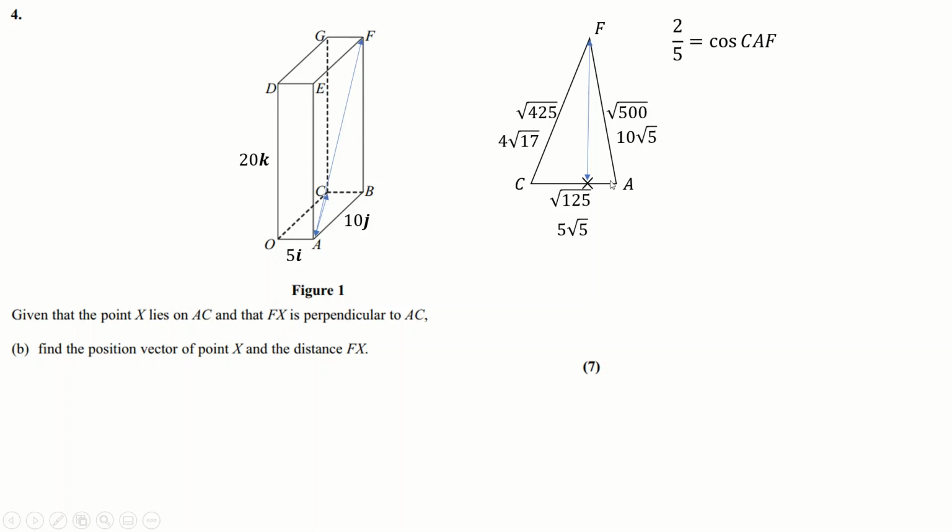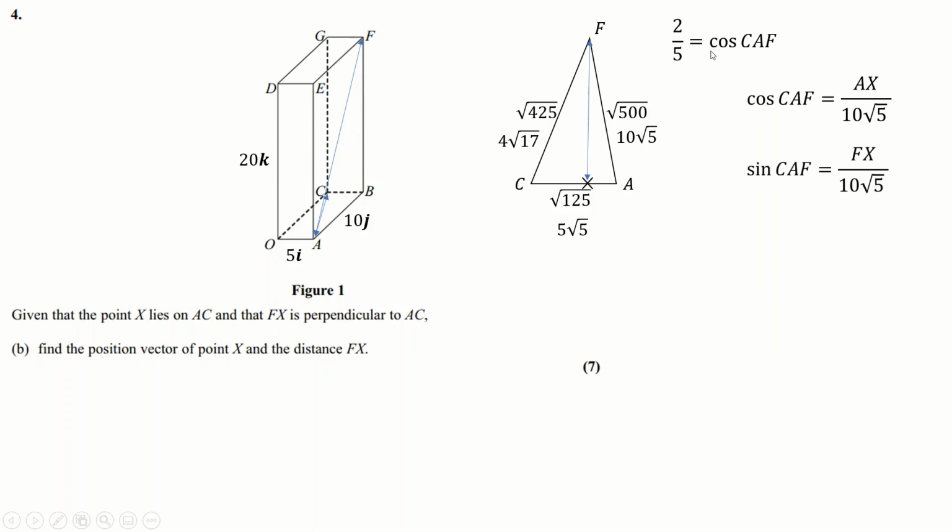is 2/5. So actually, I can say cos of CAF is equal to this little distance here, A to X, I've marked this point literally as X, over 10 root 5. But I know cos of CAF, so that's just 2/5. So I can work out the length A to F. Now, they're not asking me to do that. They're asking me for the length F to X, which would mean that I would need sine of CAF.